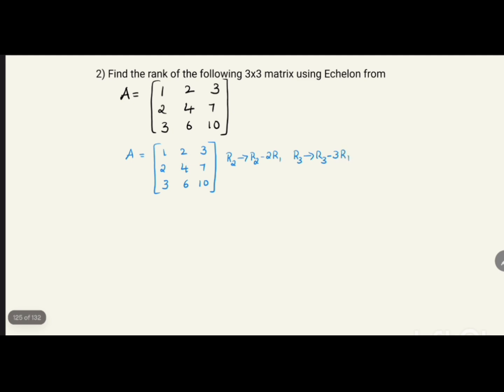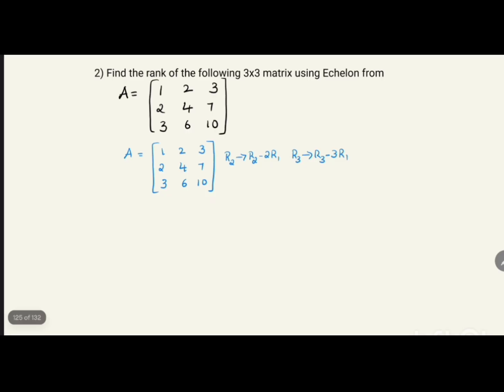Okay, so what is this operation now? Let's see. R2, what is R2? 2, 4, 7 and R1 I have to multiply by 2. 2, 4, 6. Okay. Subtracting, we get 0, 0 and 1.